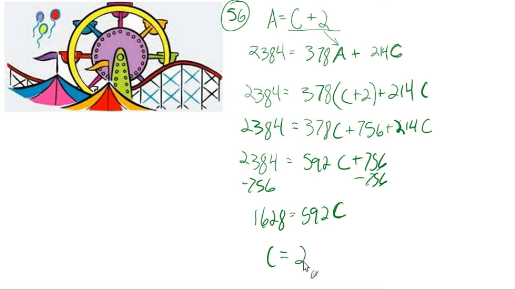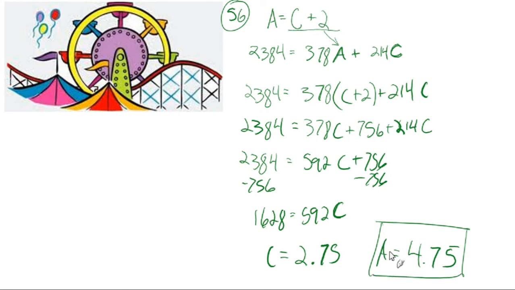C is 2.75. That's how much a child's ticket costs, but the question in the book says how much does an adult ticket cost? Well, we said at the beginning if you just take the child's ticket and you add $2, you'll have the adult ticket, so the adult ticket would be $4.75. And that's what the question is asking. All right, thanks for watching.